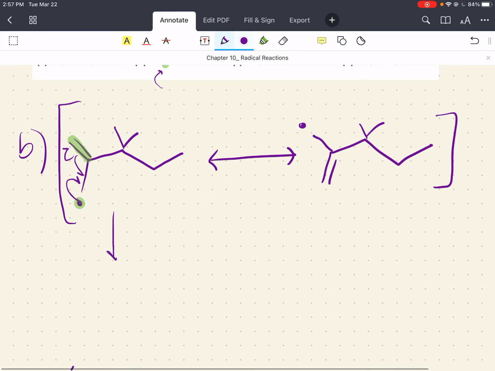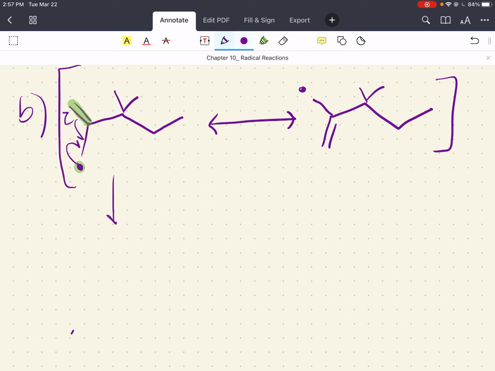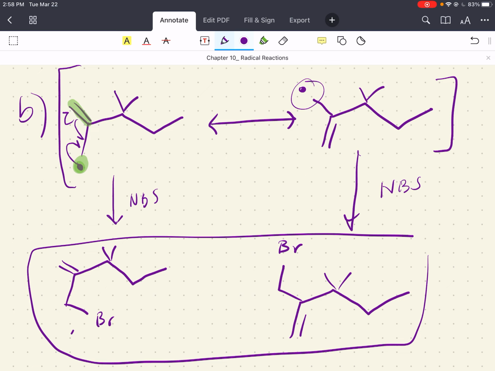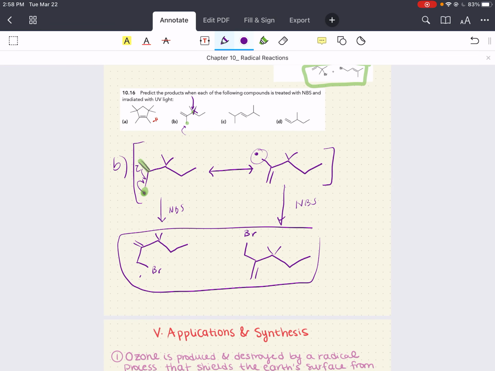If your bromine gets attached from this radical, if we treat this with NBS, our bromine is going to be added right here. So our product will look like this. Fantastic. Now, from this, if we treat this resonance structure with NBS, our bromine is going to attach here. And so our product is going to look something like this. Bromine. Fantastic. These are our two products for this reaction. I'm going to let you do C and D. Let me know what you get or if you have any questions.